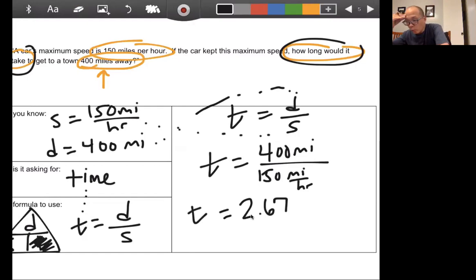Now, what's going to happen here with these units? What do you think is going to be the unit for the time? 2.67 what? Hopefully you take a guess at what it is, and you can see it's going to be hours, but I want to make it clear. Here's the units right there. Let's write them all out, the units. Miles over hour.